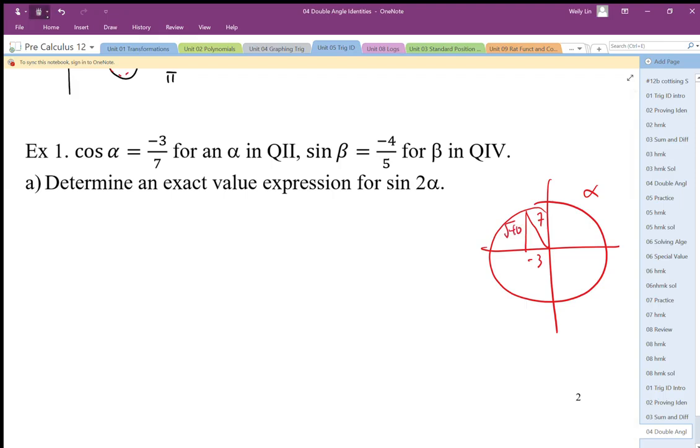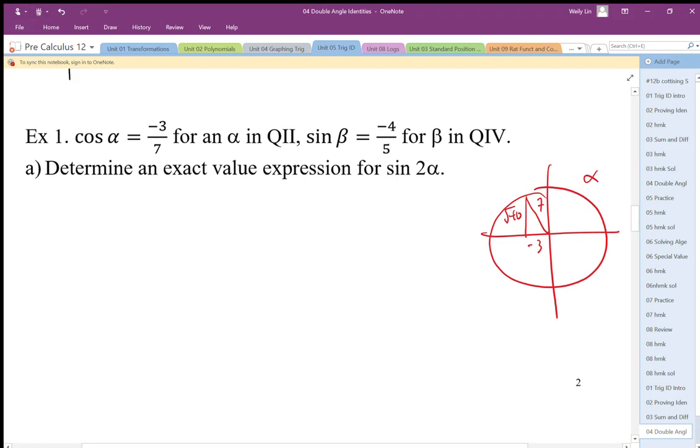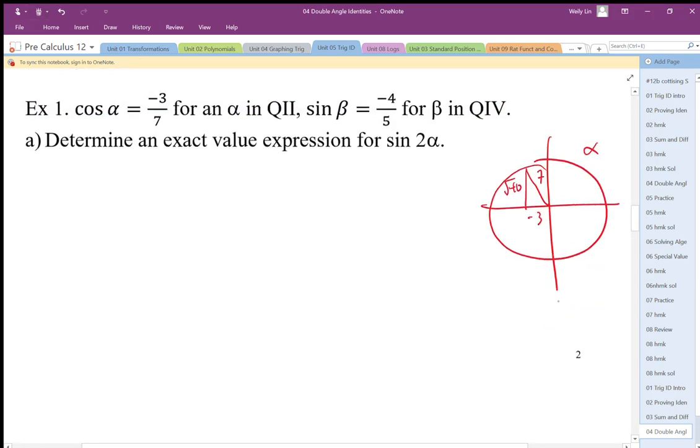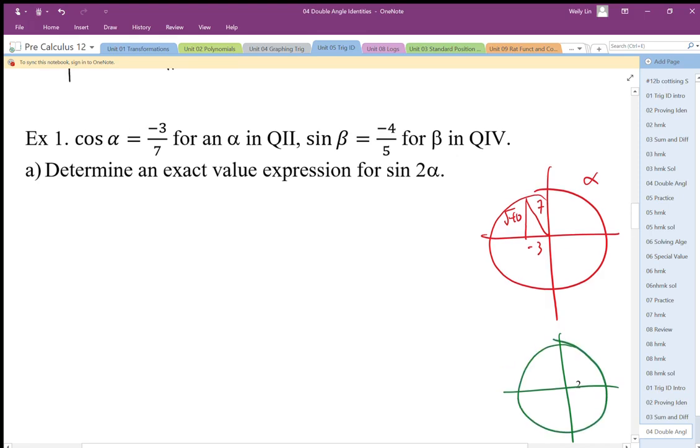I also have an angle beta. They give me the beta in quadrant 4, so I'm going to draw beta in quadrant 4. Beta is negative 4/5. I'm just going to draw it like that. So that's negative 4/5. Using Pythagoras, I get positive 3 since it's in quadrant 4.